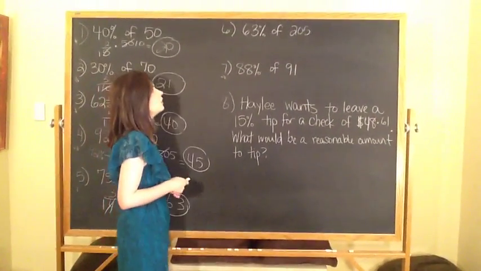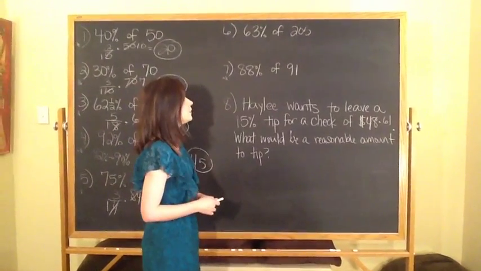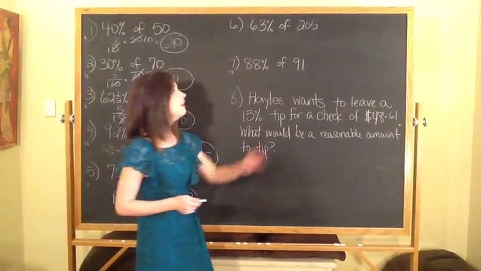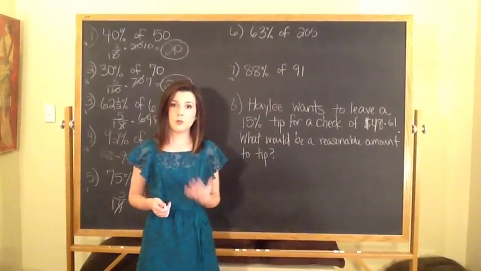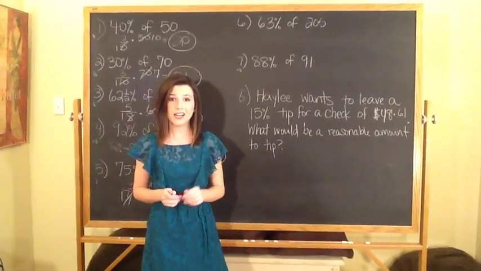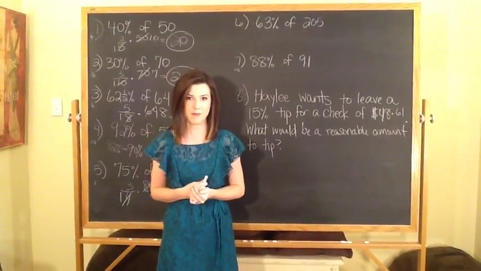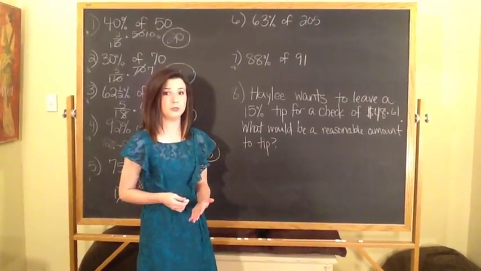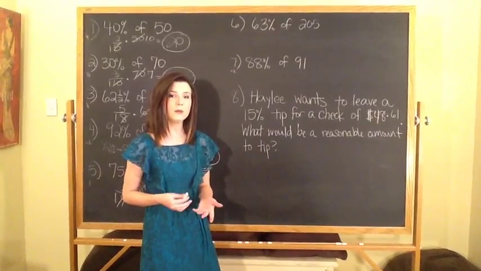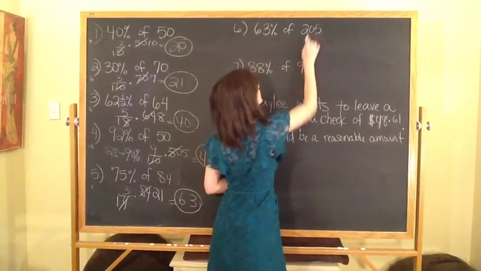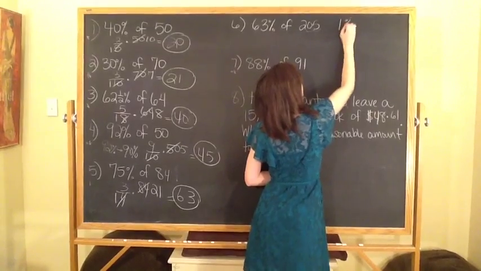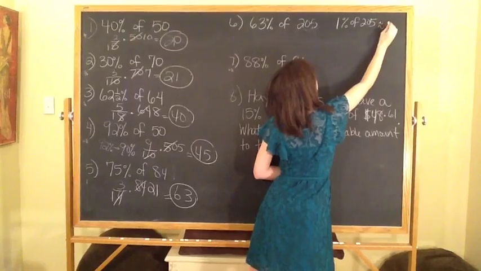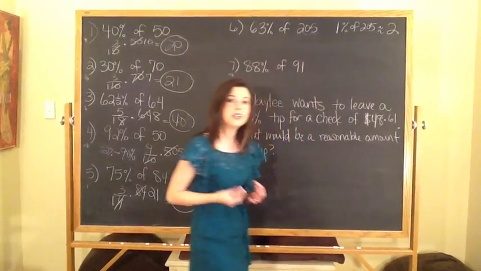All right, let's go ahead and look at number 6. It says 63% of 205. So this time, since our number is over 100, we're going to try to use our 1% method. So the first step in the 1% method is finding 1% of 205. Basically, finding 1% moves our decimal 2 places to the left. So we know that 1% of 205 is about 2. So we're going to use the number 2.